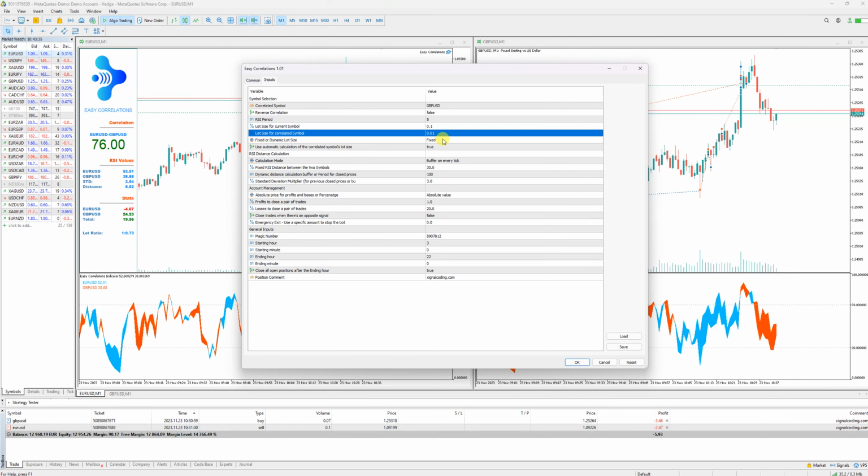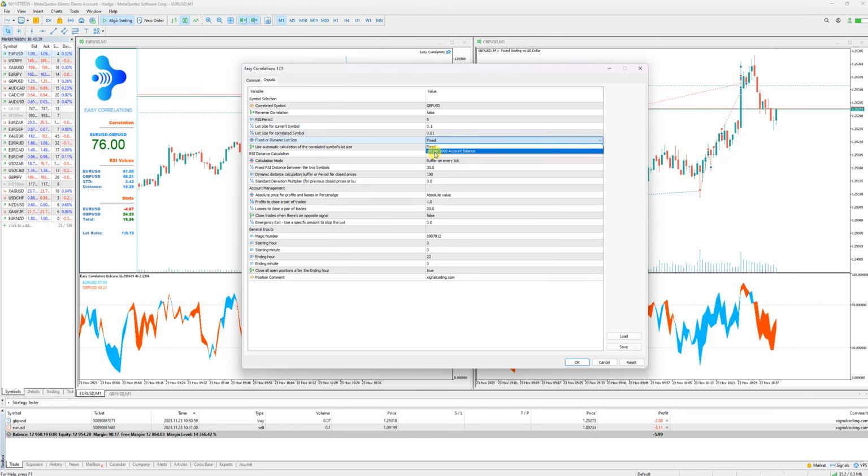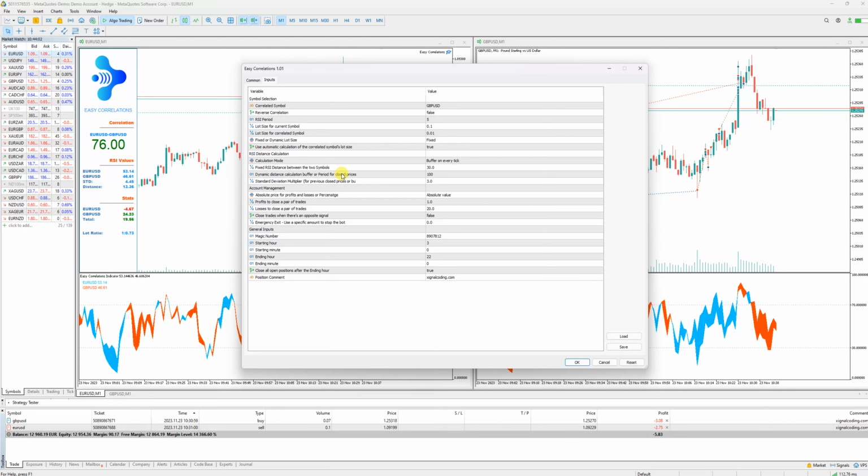Fixed or dynamic lot size. I have it fixed, but you can select a lot size per 1000 of your account balance. So if you have dollars, it has to be 0.1 per $1,000, and in this case that I have around 12,000, 13,000, it's gonna be 1.3 lot size for almost both symbols.